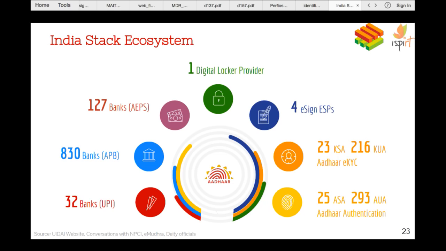Now, the India Stack ecosystem runs through a regulated architecture where you typically have the set of regulated entities that connect to each other and that then allow access to other people. So we have about 30 odd banks on the unified payment interface. We have 4 service providers for e-sign. For Aadhaar Auth and eKYC, we have a few hundred entities that are licensed to access the system. And then many startups and applications can build on top of these.